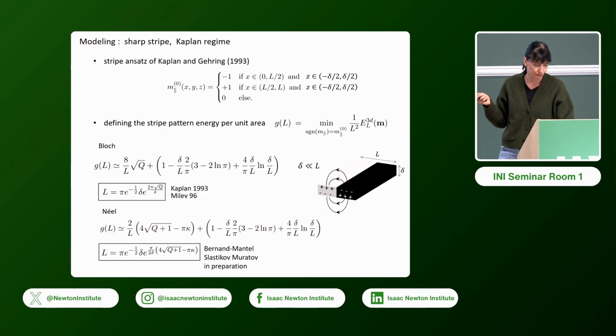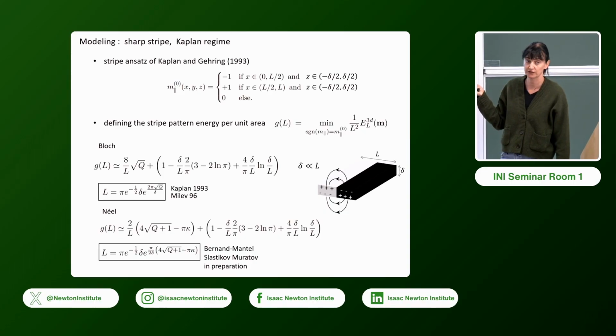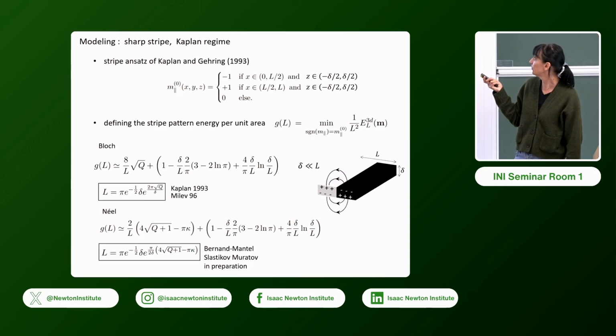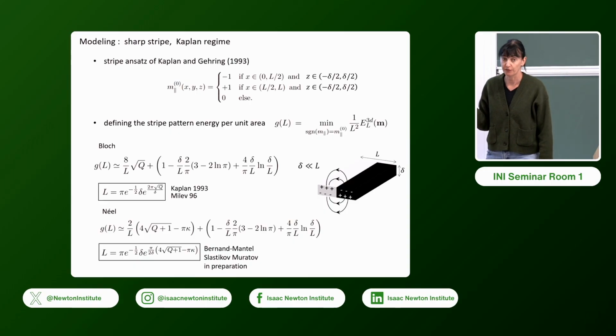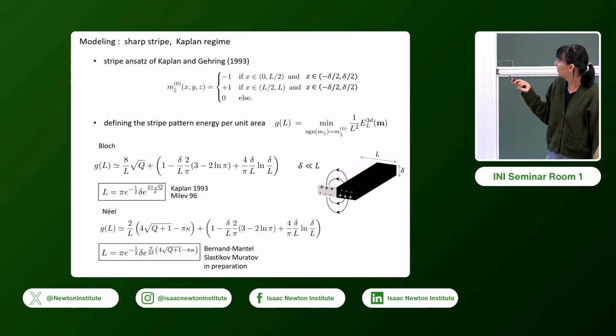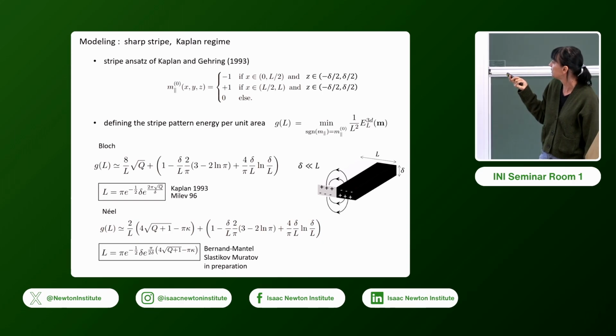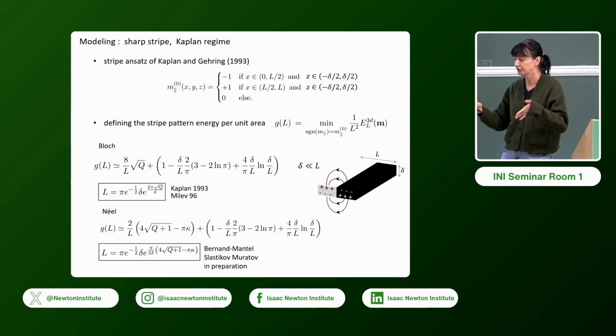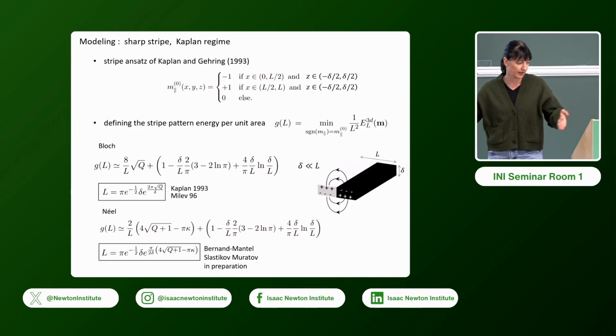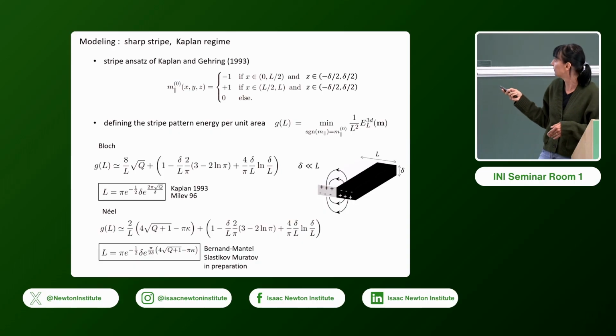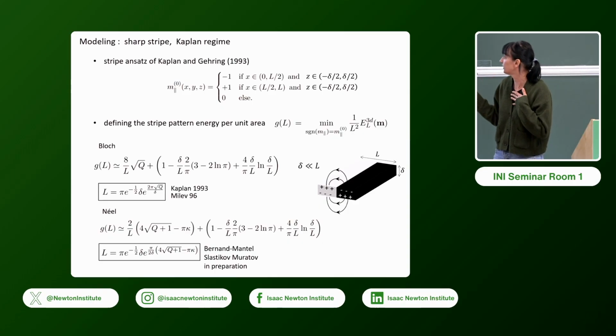And we are going to work in what I call the Kaplan regime, because it was worked out in 1993 by Kaplan and Gehring, who used this, which is a periodic step function. And we defined this energy of the stripe pattern as a function of the scaling L, which is the period. And this is what is minimizing our energy.